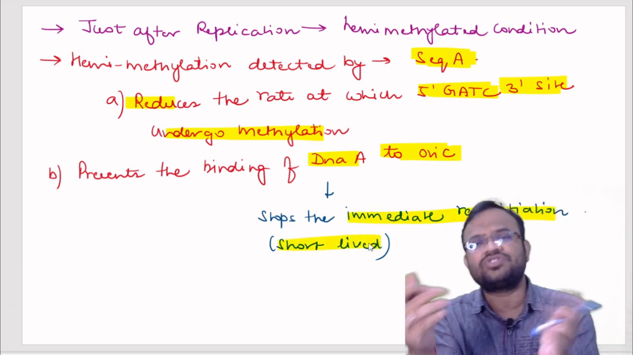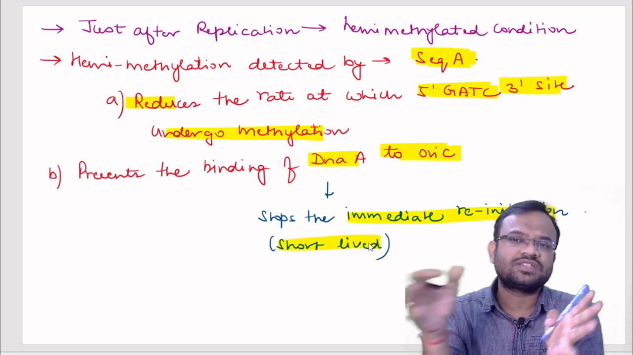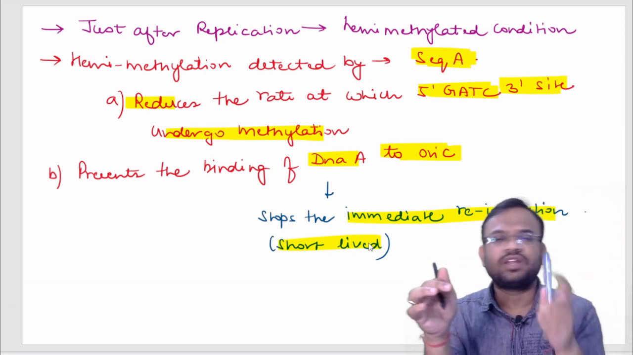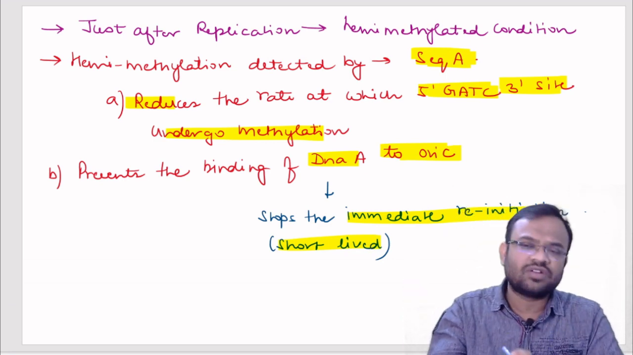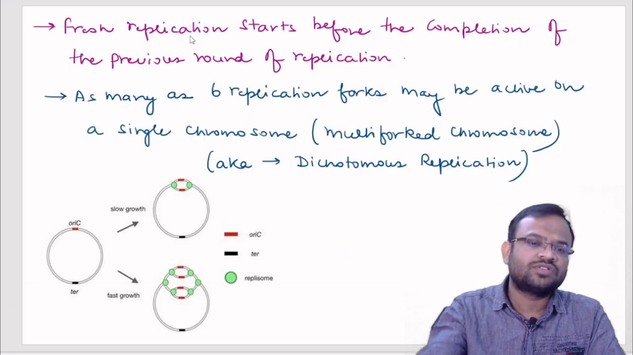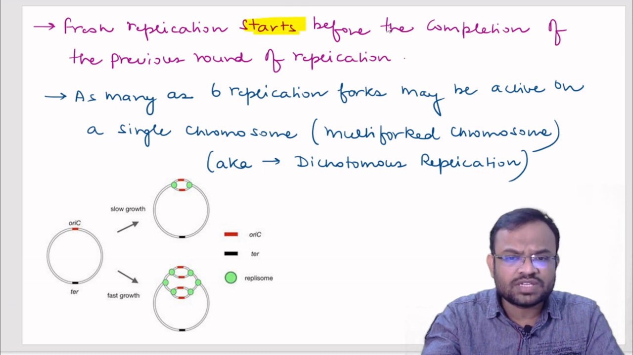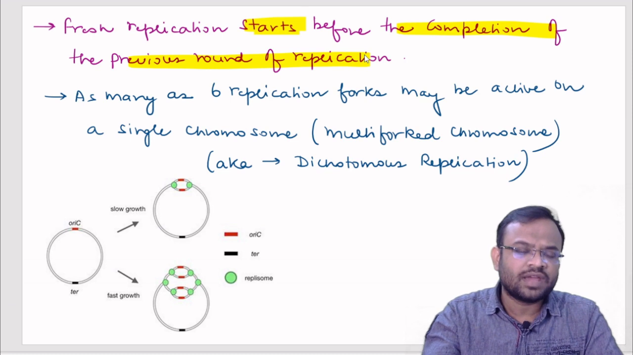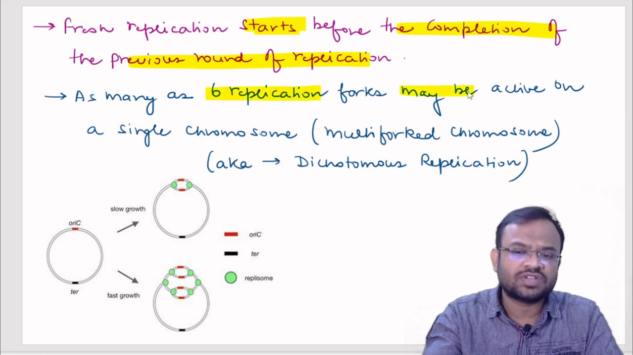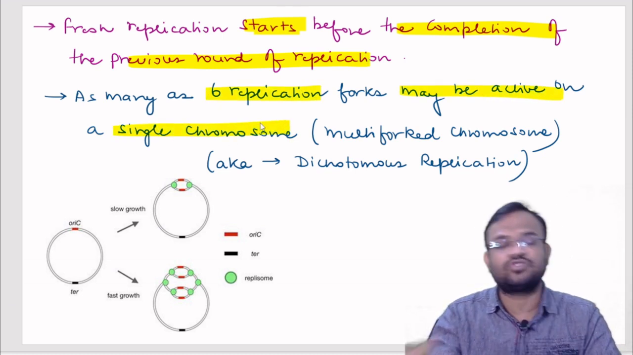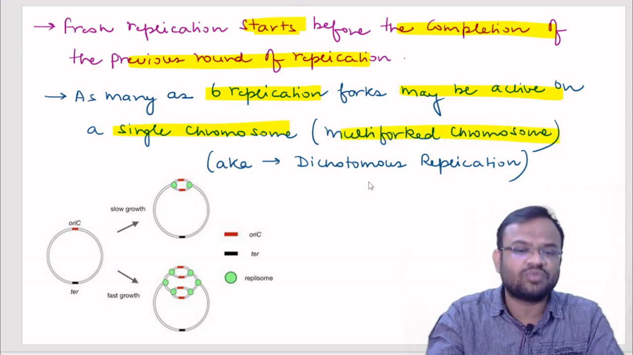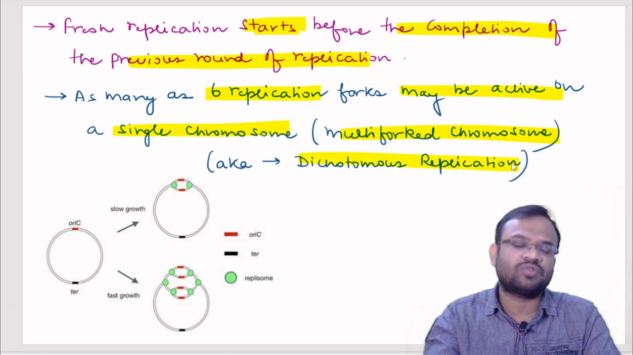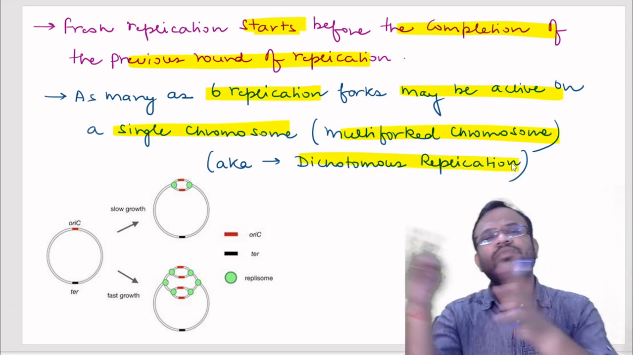Now, this is a very short-lived process. That means this SeqA cannot prevent the utilization of this particular strand as a template strand for replication for a long time. So fresh replication can start before the completion of the previous rounds of replication, and as many as 6 replication forks may be active on a single chromosome. So this is actually a multi-forked chromosome, also called dichotomous replication. So there can be multiple replication forks.